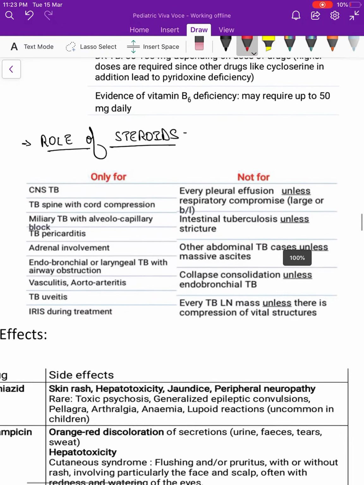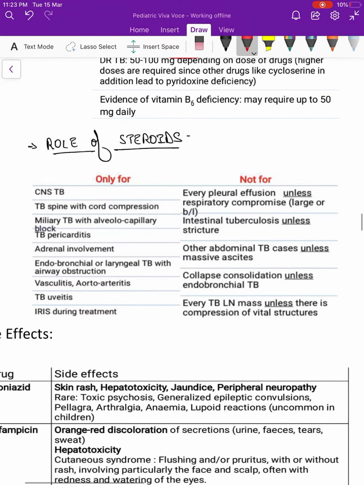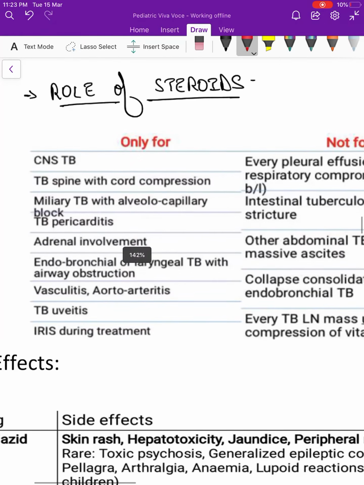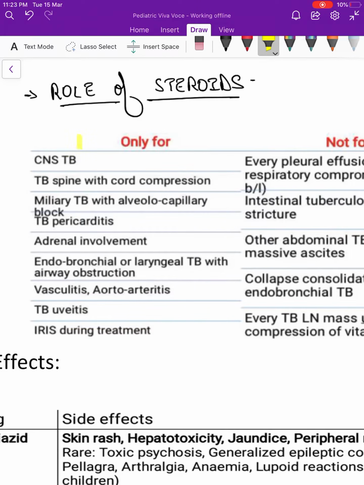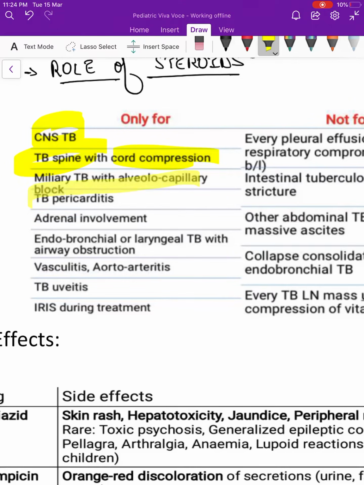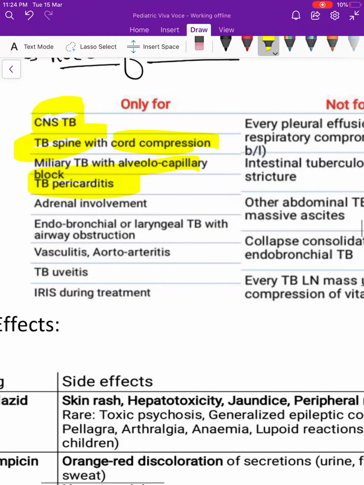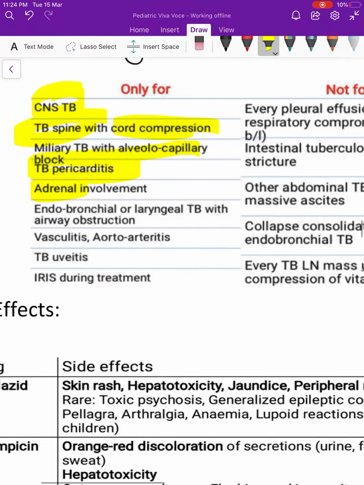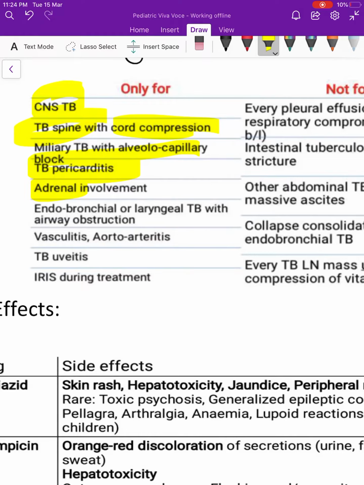Next Viva question that will be asked is, what is the role of steroids? Fine. Where all will we use steroids in case of TB? We use it in case of central nervous system TB, that is TB meningitis. Then we use it in case of TB spine, which causes cord compression, miliary TB with alveolo-capillary block, or TB pericarditis. If there is adrenal involvement, if there is endobronchial TB which causes airway obstruction, vasculitis or aortoarteritis, TB uveitis, and during immune reconstitution syndrome management.